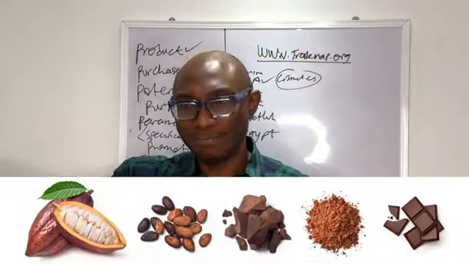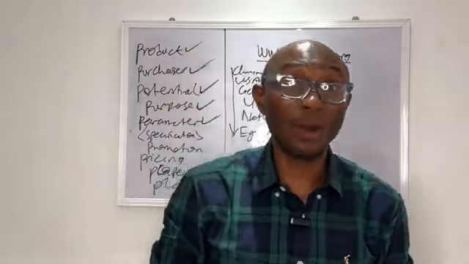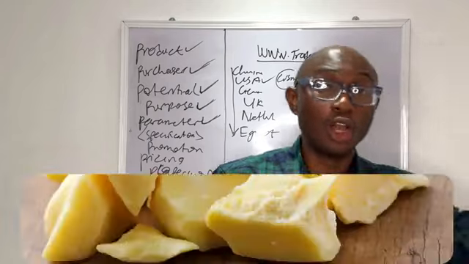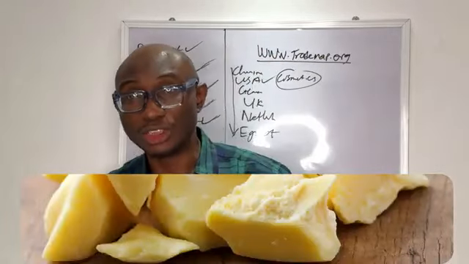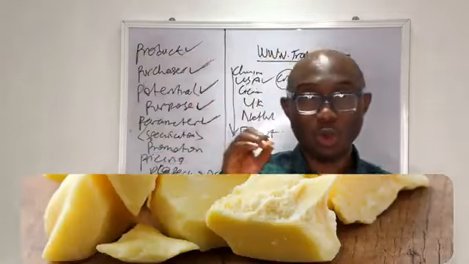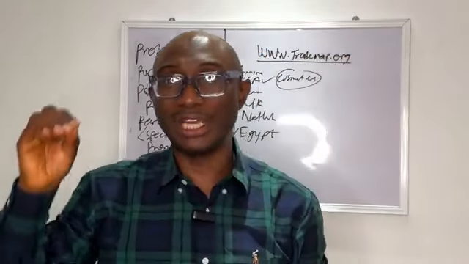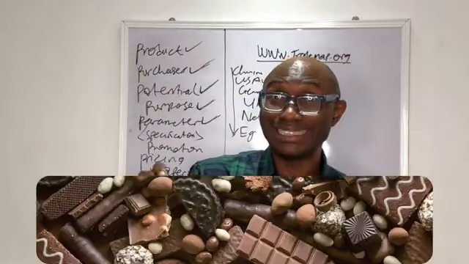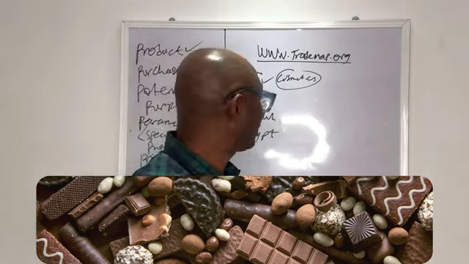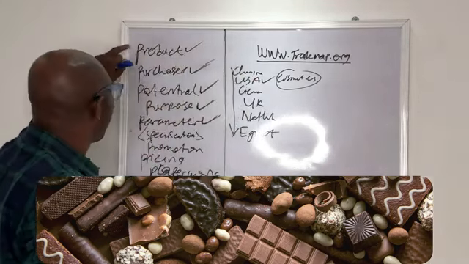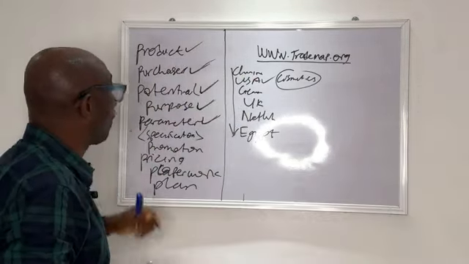Chocolate is the end product. Cocoa beans is the primary product. Cocoa butter is the secondary or intermediate product. So, products, different options.